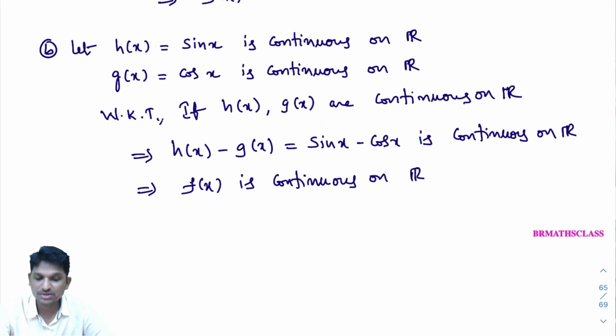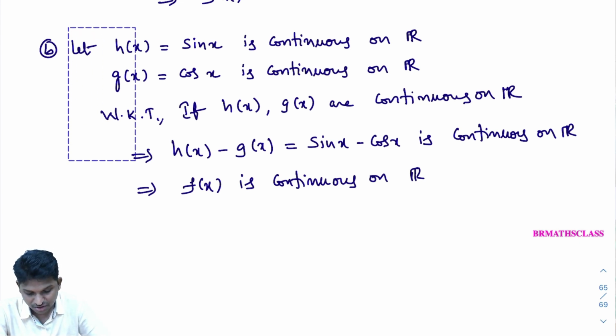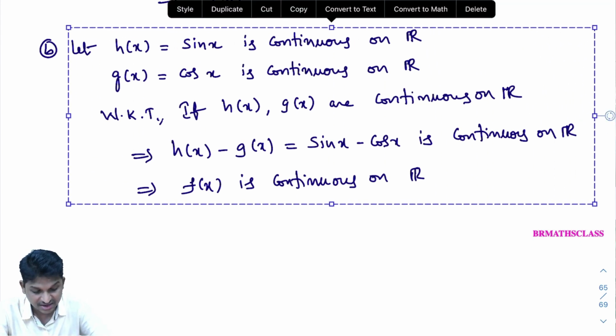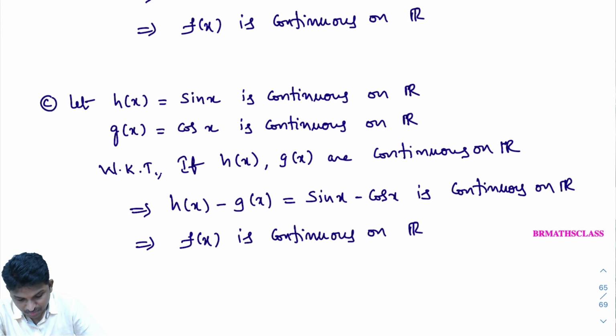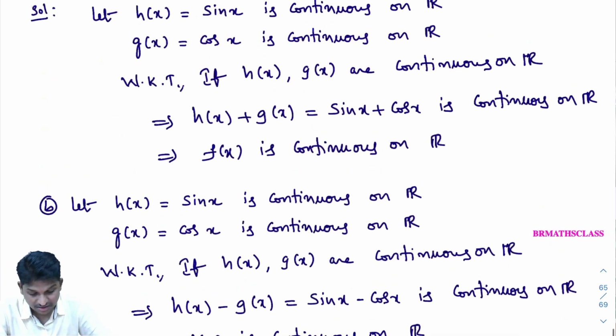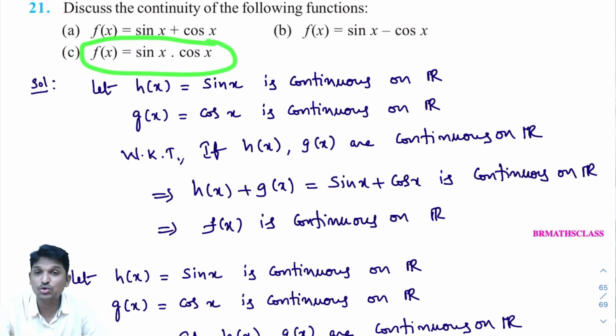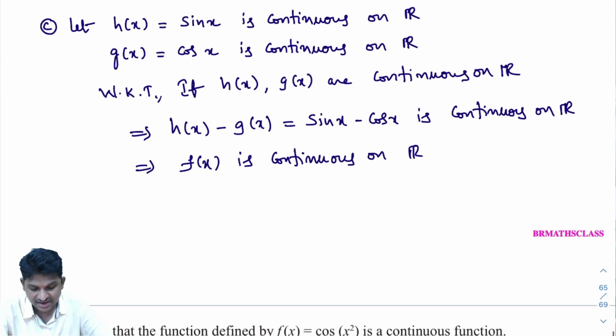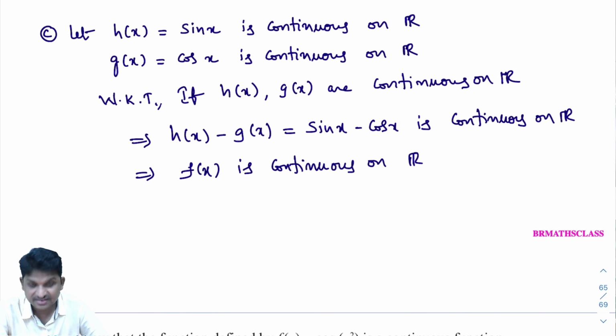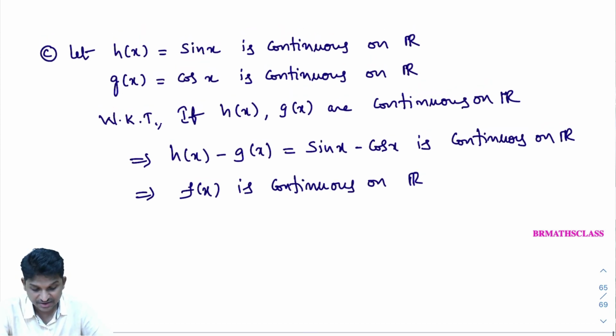Now we'll move to the third bit. The third bit is also very similar to the second bit. We are doing the third bit, bit number C. Look here, what they are asking in the third bit, f of x equal to sin x into cos x. We know that if f of x, g of x are continuous at c, then f of x into g of x is continuous at c. This is what we learned from the theorem. So same like this only. First I will take h of x as sin x.